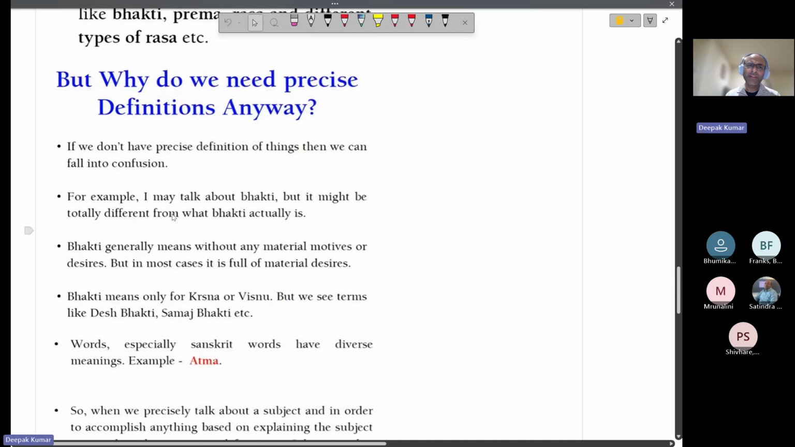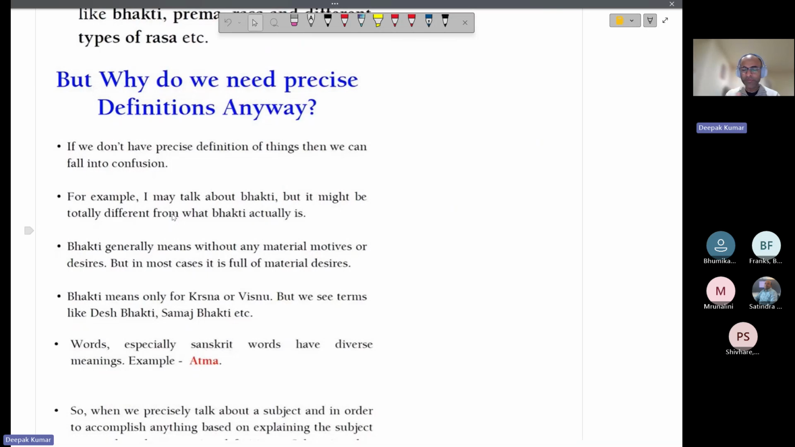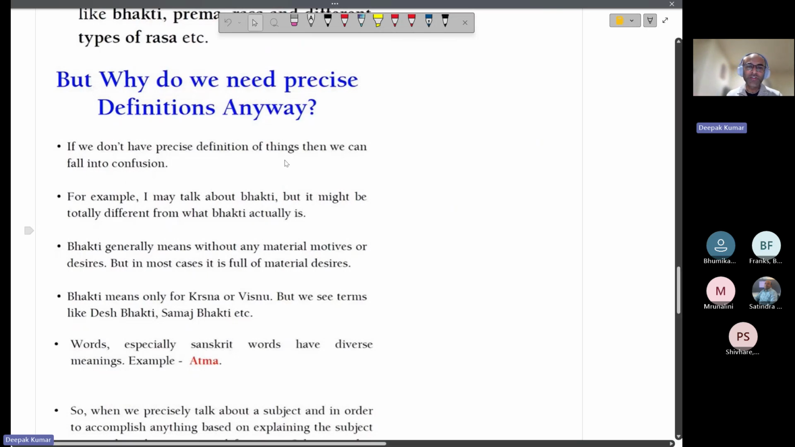But why do we need precise definitions anyway? Somebody will ask, why do we need this? So this course material is more on the question, right? We are thinking, okay, why? And then it gives the answer. If we don't have precise definitions of things, then we can fall into confusion. For example, I may talk about bhakti, but it might be totally different from what bhakti actually is.